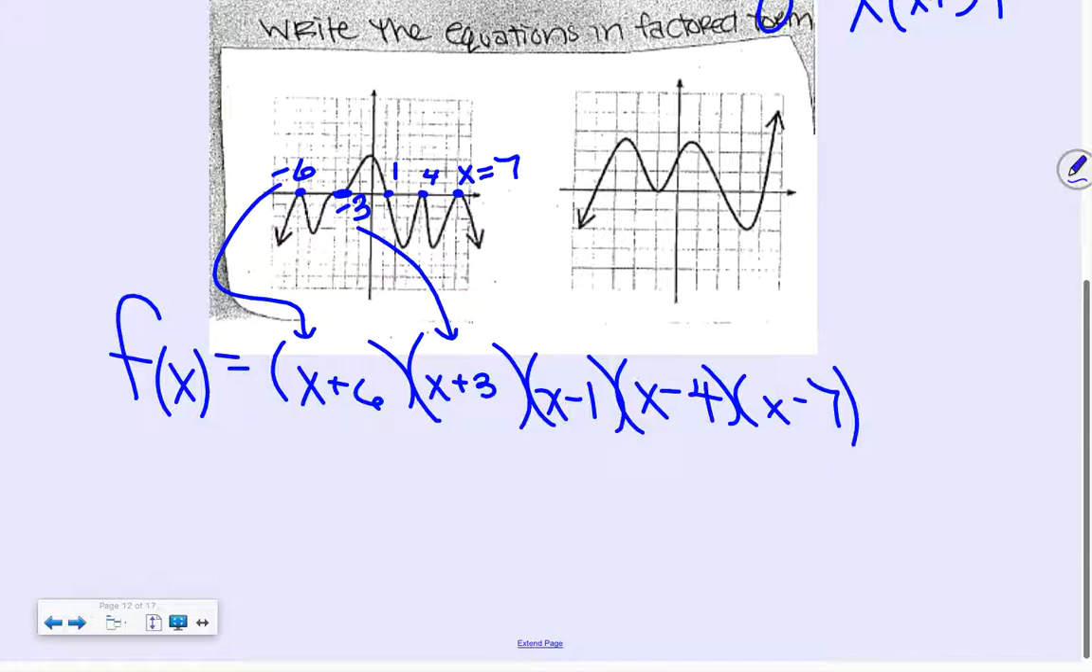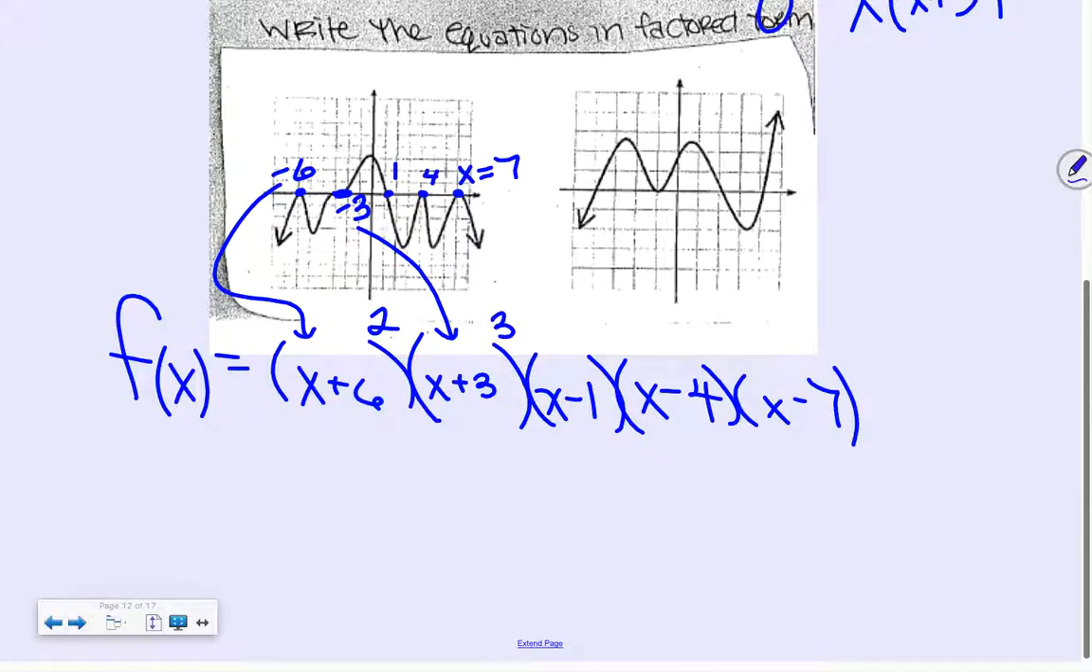At -6, did it cross or did it bounce? It bounced. The multiplicity should be even. Did it bounce really slow or kind of quick? Quick. I'd go with a 2. At -3, did it bounce or go through? I think it goes through. It crosses. But it goes through slowly. So I wouldn't go with a 1. I'd go with a 3. Because it went through kind of slow.